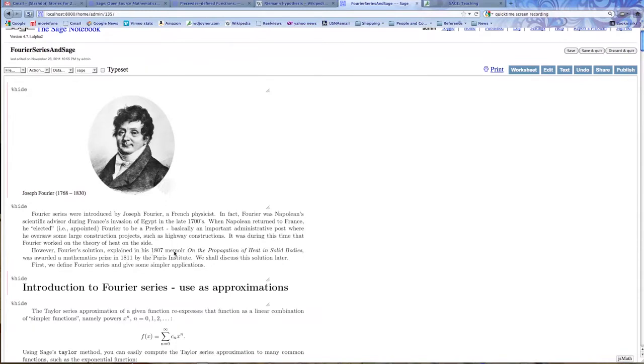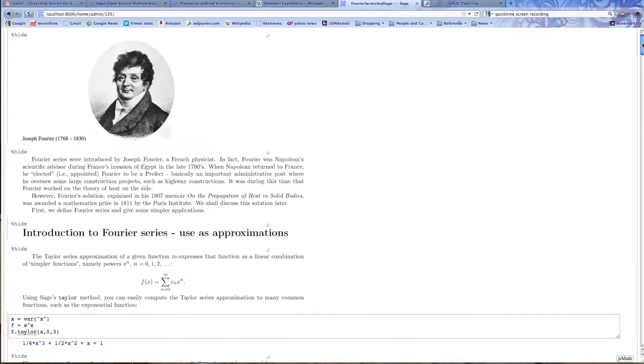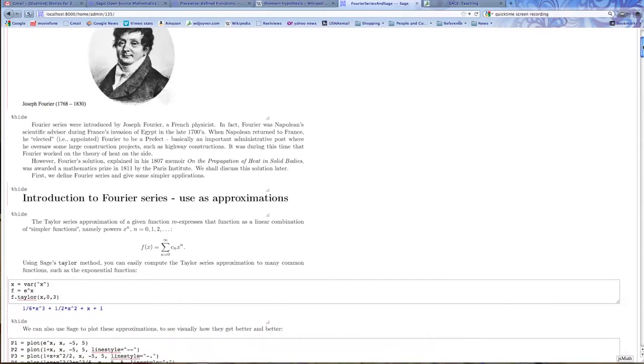In 1807, he published a memoir called On the Propagation of Heat in Solid Bodies, which he had been working on for many years. I believe he started working on this in the late 1700s. But that is the book that basically published his solution to the heat equation, and we'll be discussing very briefly that solution using Sage later. But first, a quick introduction to Fourier series if you haven't seen them before.